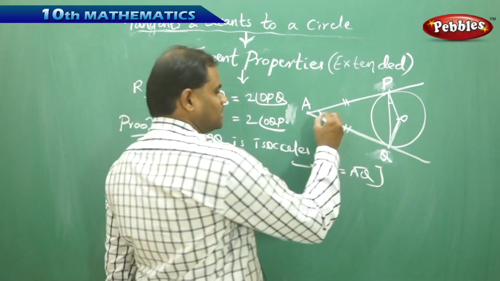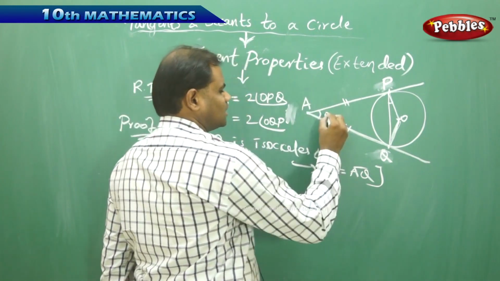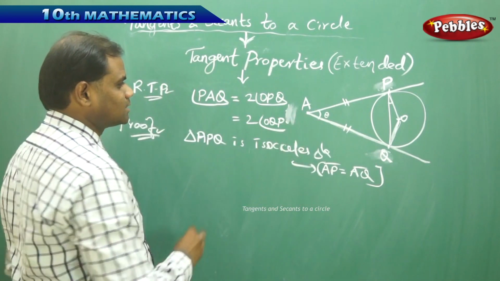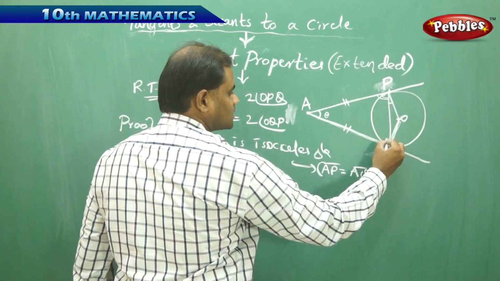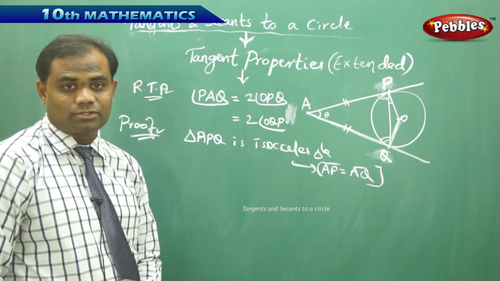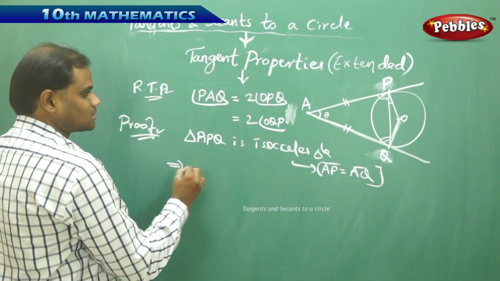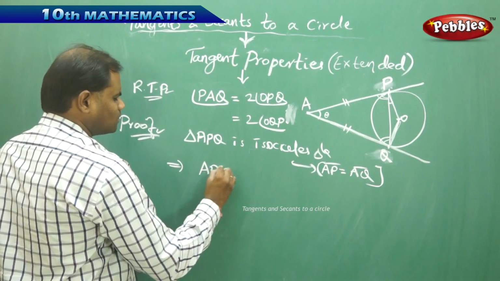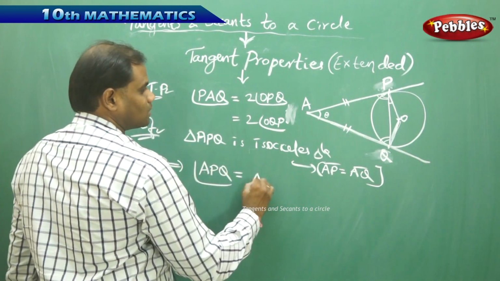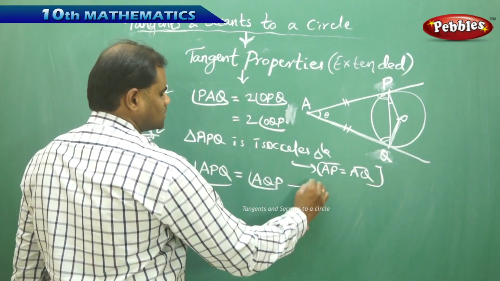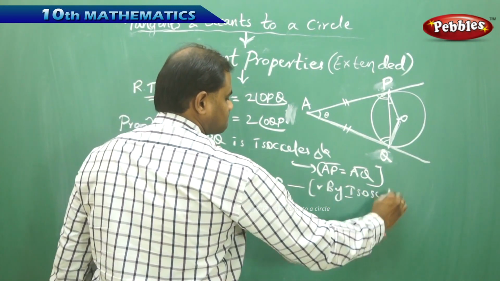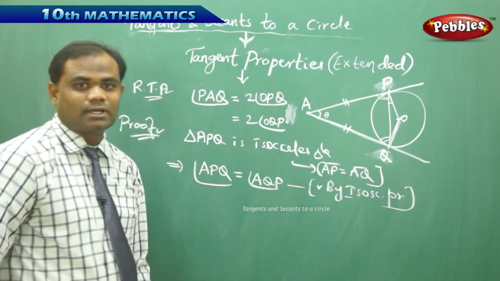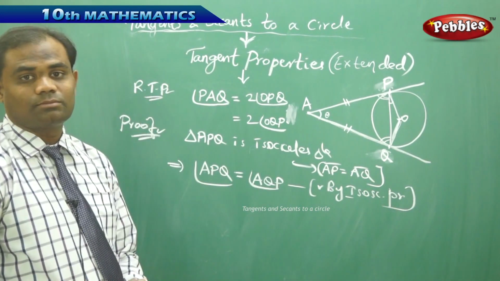Now let me take this as theta. Now clearly I identify that if this is an isosceles triangle, this angle and this angle must be same by isosceles property. That implies angle APQ is equal to angle AQP, which is what I get from the isosceles property.